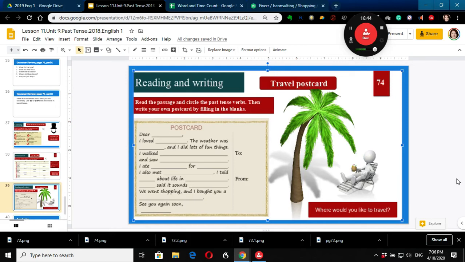So think about it. Think about your dream vacation. Imagine what you would see there, what you would do there, and write about it. Okay. Now, while you're writing and dreaming, I'm going to talk about my vacation.